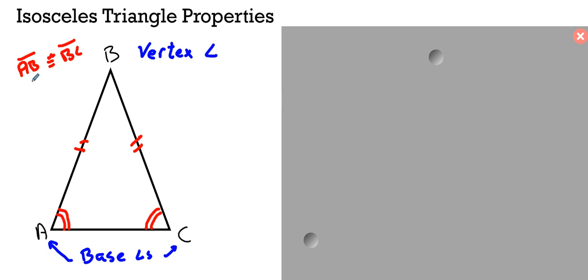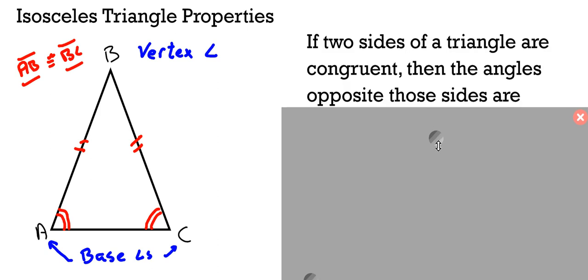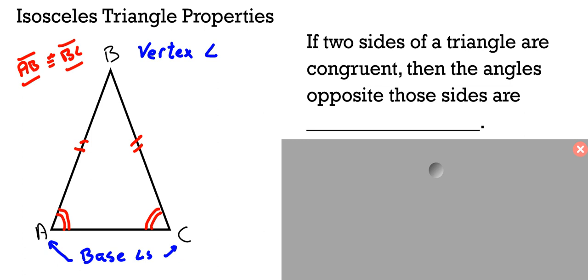Well, since this relationship is happening, side AB is congruent to side BC, the angles opposite them are also going to be congruent. So if two sides of a triangle are congruent, then the angles opposite those sides are also going to be congruent. Pretty simple, straightforward idea. Nothing too complex math-wise, really. When you look at it, you shouldn't have to think, oh, I guess I can see that. It should be pretty obvious that two congruent sides should lead to two congruent angles.